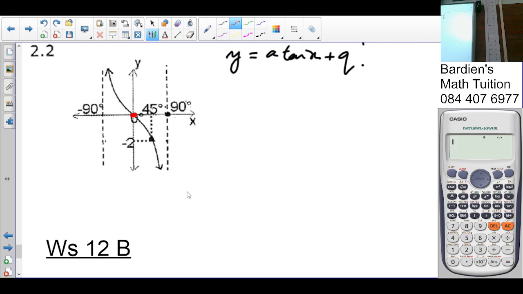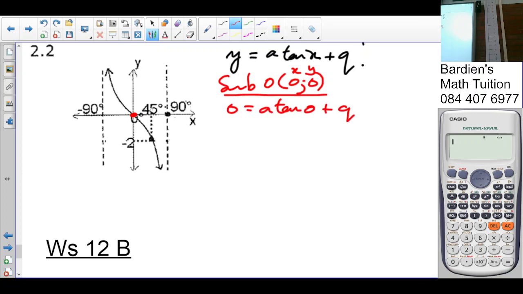You see it's going through 0 and 0 there. So what we do, we substitute the origin's coordinate, which is 0 and 0, remembering that's an x and a y. So 0 is equal to a tan 0 plus q. What is tan of 0? 0. So 0 times a gives you 0 plus q, so q is equal to 0. So my equation now reads y is equal to a tan x. And that's it. That's all.